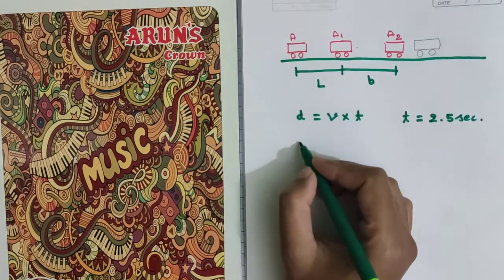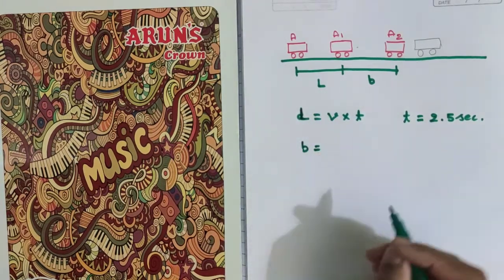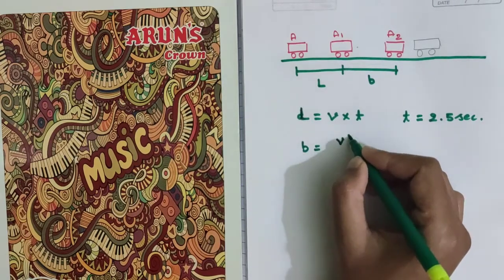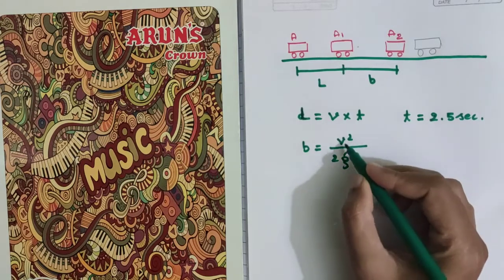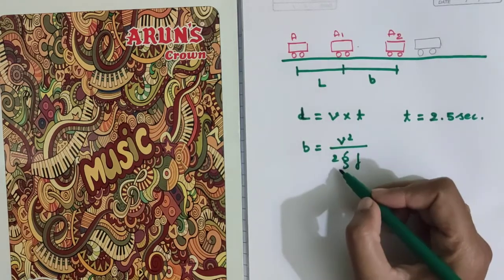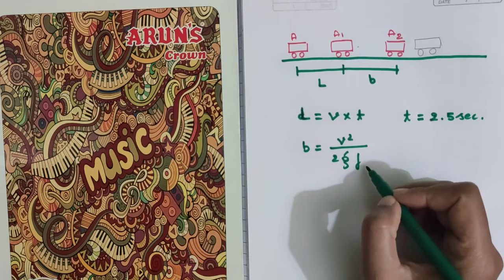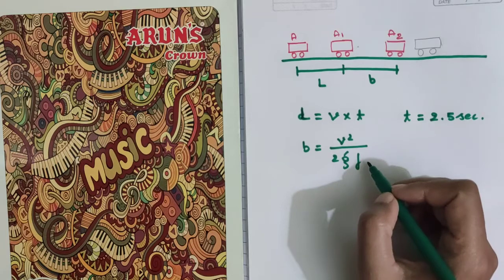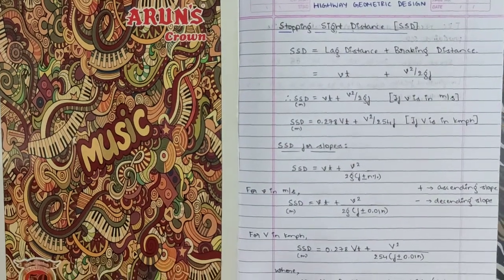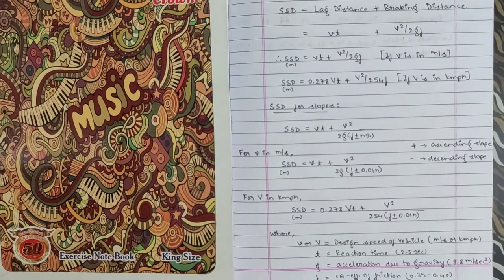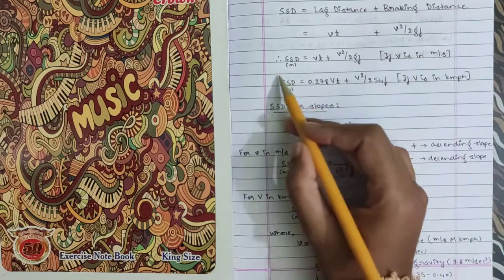Then coming to this, this is the lag distance, and coming to the braking distance B, you have the formula for this, that is V squared divided by 2GF. V is the speed of the vehicle, G is the acceleration due to gravity, and F is the coefficient of friction.